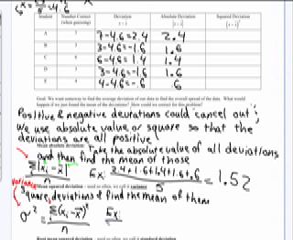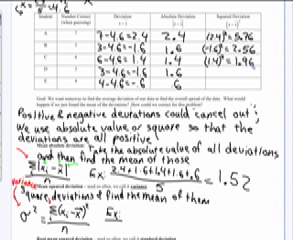So in our example, we have 2.4 squared. 2.4 squared is 5.76. Negative 1.6 squared is 2.56. 1.4 squared, or 14 squared is 196, so 1.96 if I counted for decimals. Negative 1.6 squared, 2.56. 0.6 squared, 0.36.